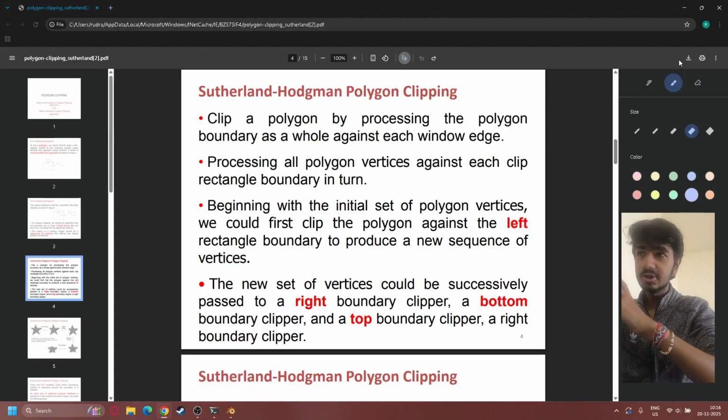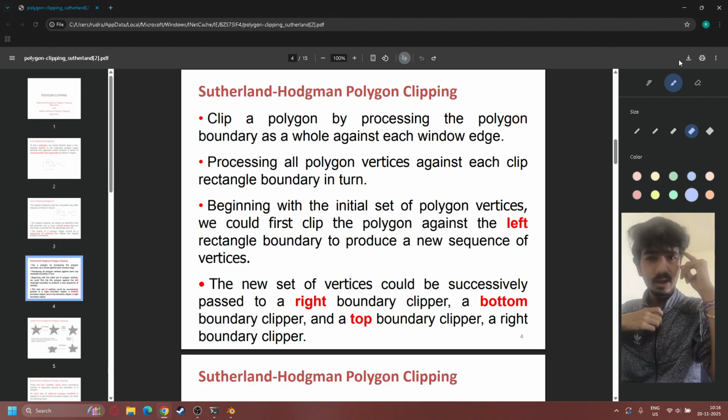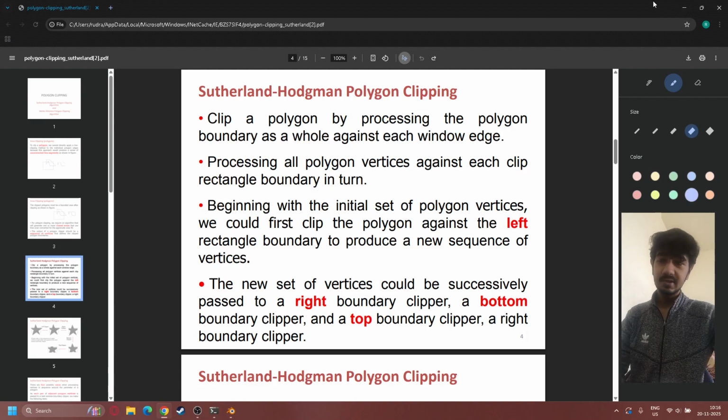Hello everyone, this is Rudra Jaggi and I'm going to be explaining the Sutherland-Hodgman polygon clipping algorithm and how it works using demonstrative examples as well.